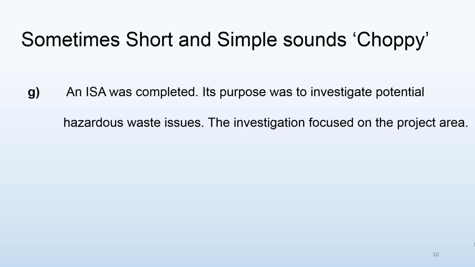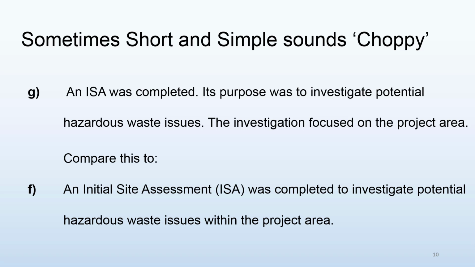Now compare this to example F again. An initial site assessment, ISA, was completed to investigate potential hazardous waste issues within the project area. Example F is less choppy than example G. When sentences are too simple on their own, they are better when combined together. You have to use your judgment, but remember, most students try to write sentences that are too complicated rather than too choppy.